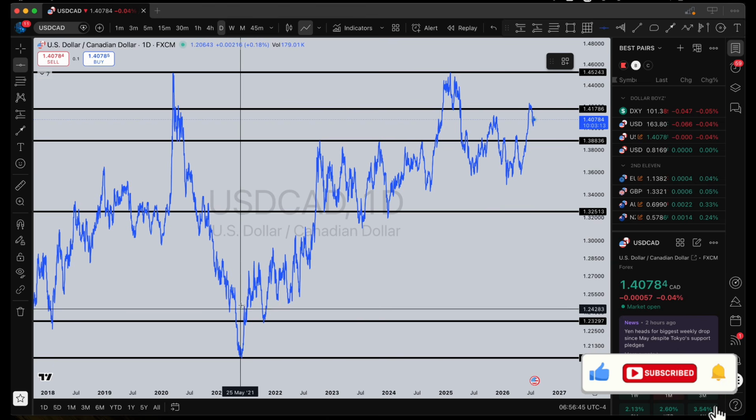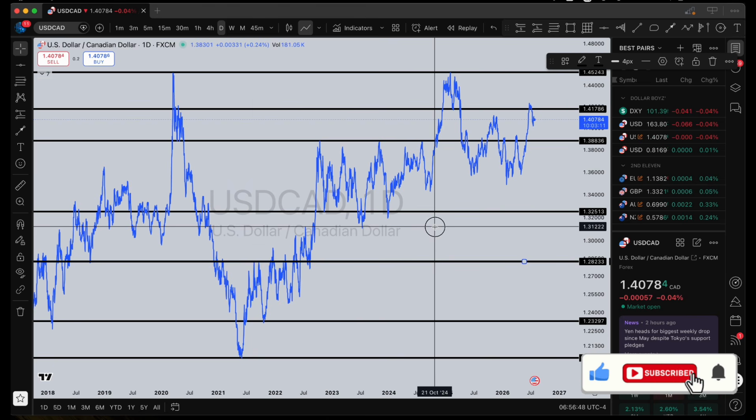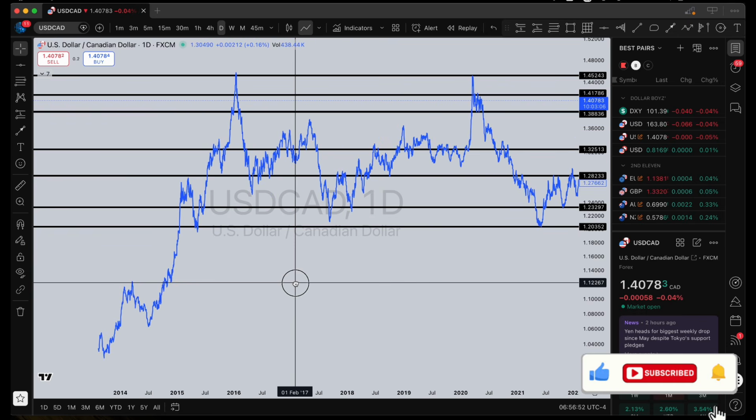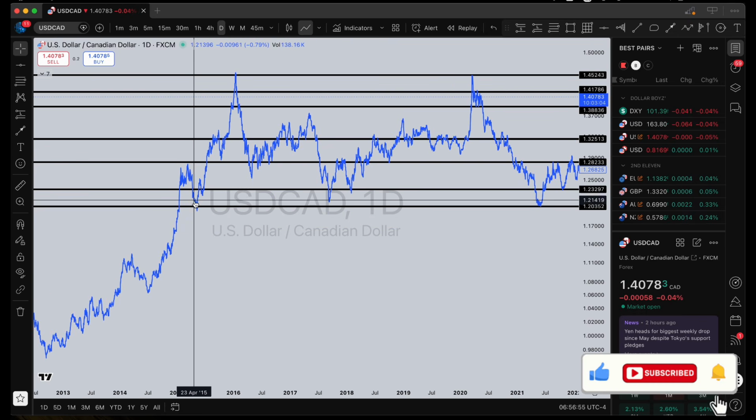You can see if you came up here, this is another swing high. So you can just do it like this. Then when you go far back, you see that those lines you marked, you see how the market respected it. Yeah, this is as far back as April 2015.